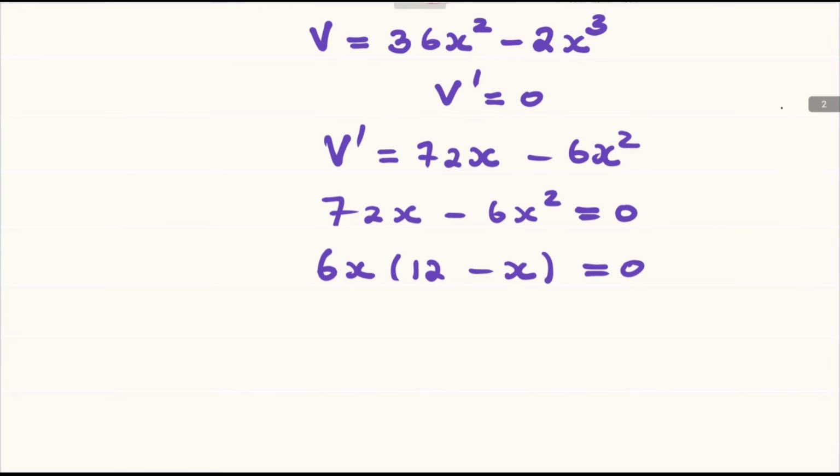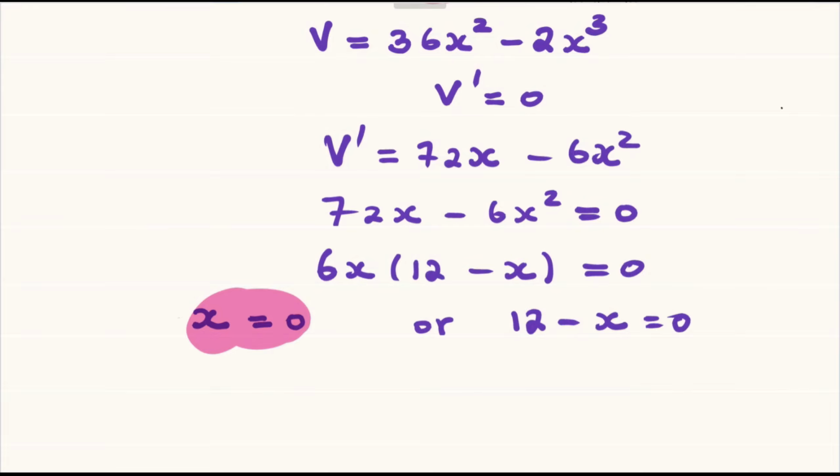6x will be equal to 0, or let's just say x will be equal to 0, or the 12 minus x will be equal to 0. So the x equal to 0 will be inadmissible. So this one will be inadmissible and we will be left with x is equal to 12.